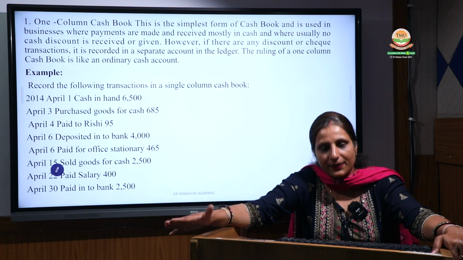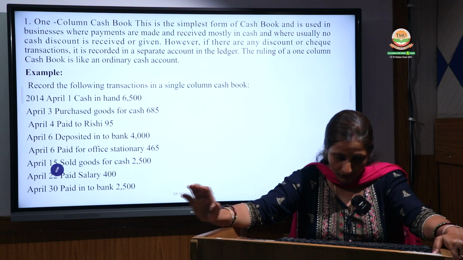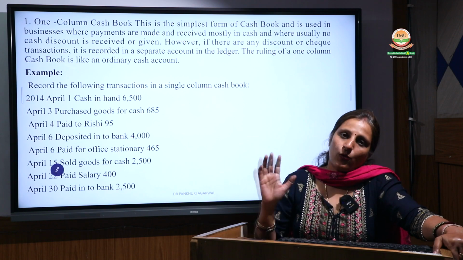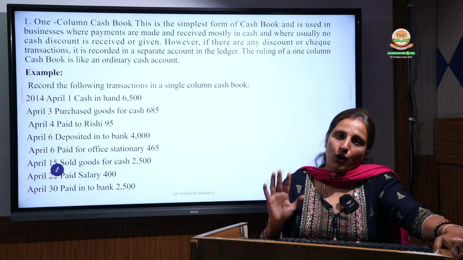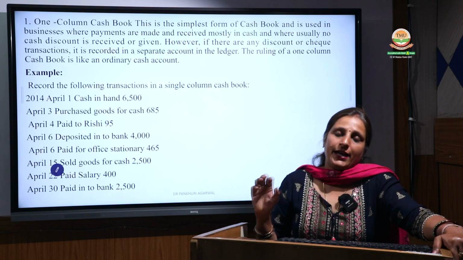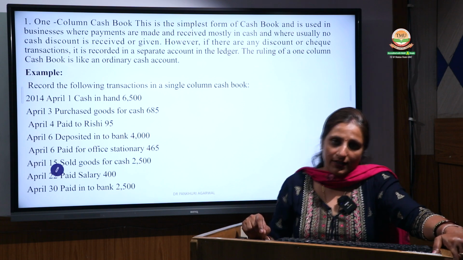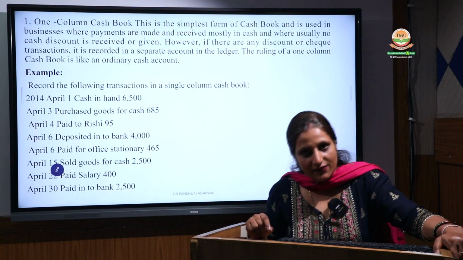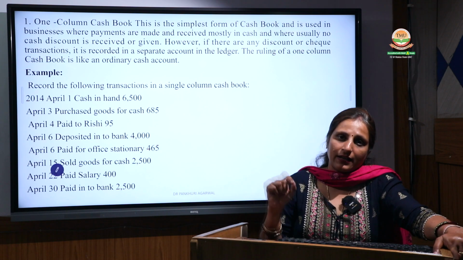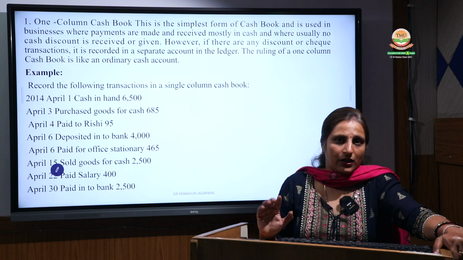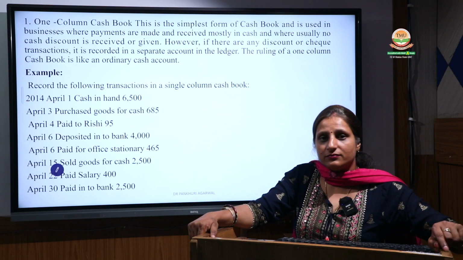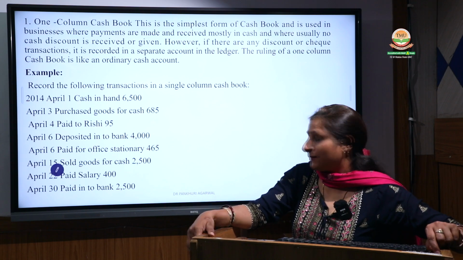So, in the simple cash book, other than the cash discount, you write only the entries in which you have received the cash or you have paid the cash. So, one column cash book is a simple cash book in which only one aspect of the cash is recorded. That aspect is that you are receiving the cash or you are paying the cash. Only that aspect is recorded in the cash book. Clear, students?